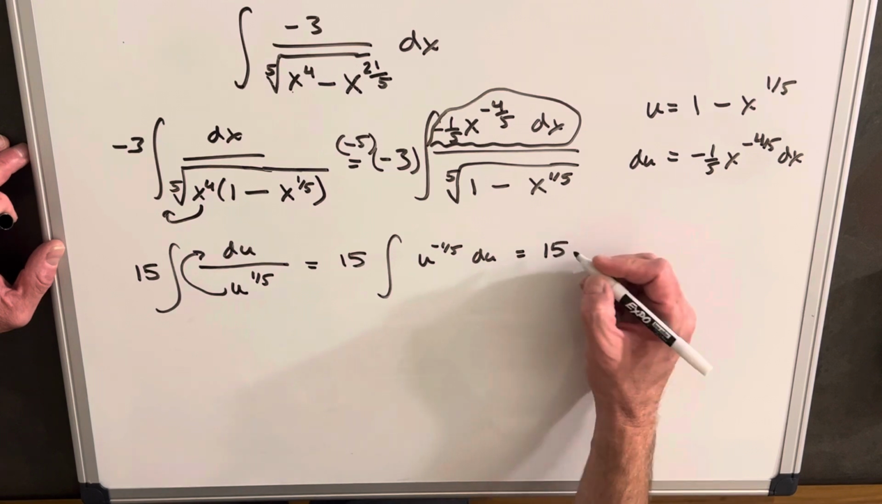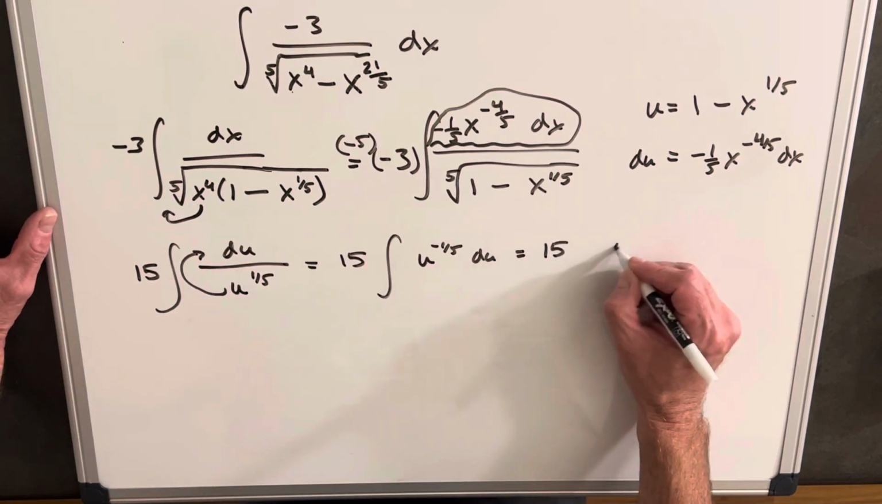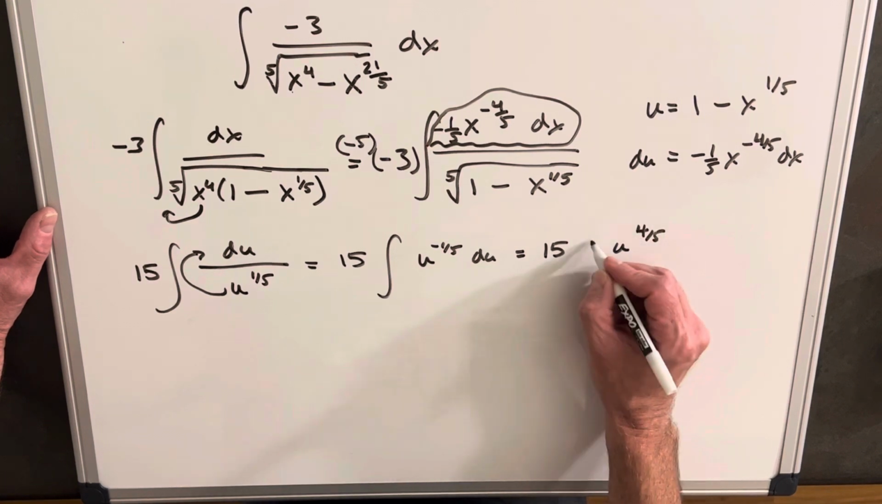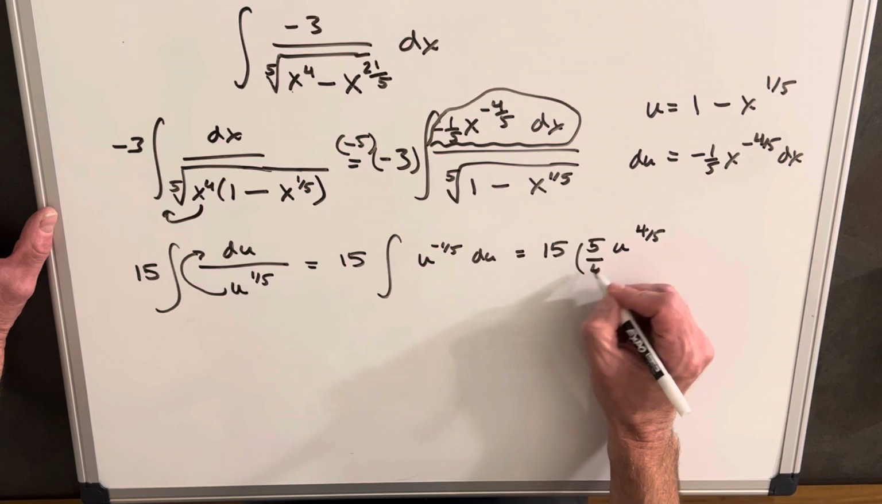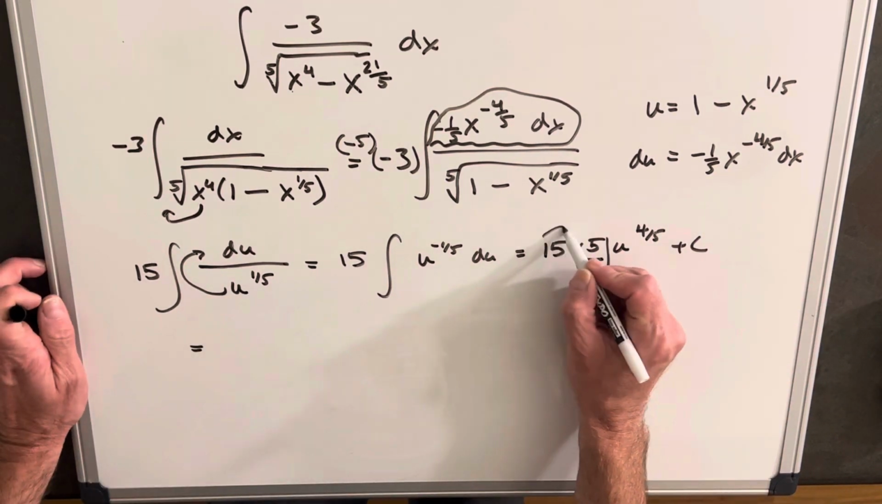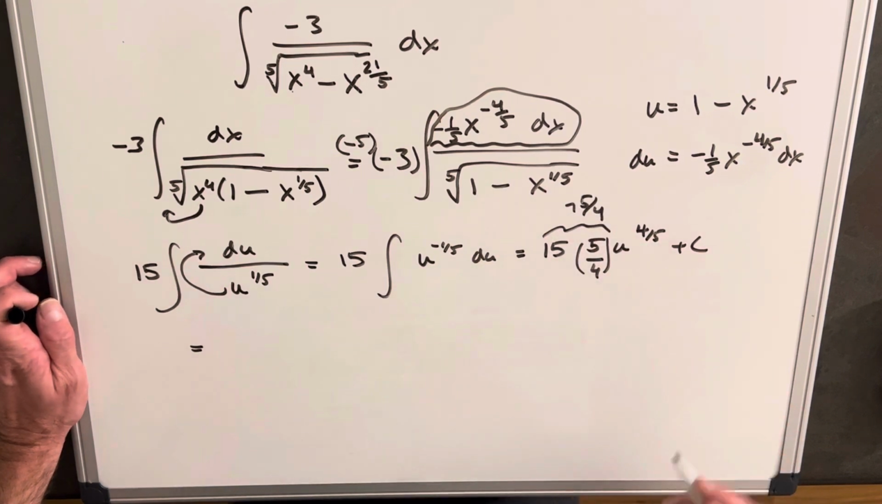Now we can integrate. So we're going to end up with 15, then using the power rule, the integral of u to the minus 1/5 is going to be u to the 4/5. We just need our 5/4 out front plus c. Then when we multiply, this piece is just going to be 75 over 4.